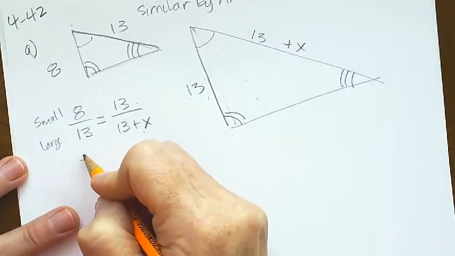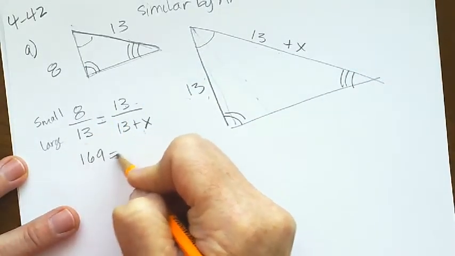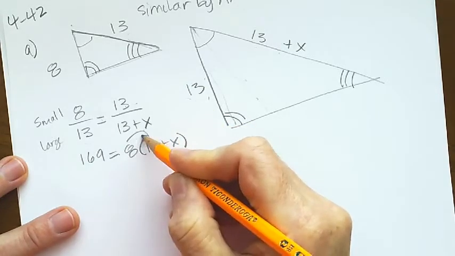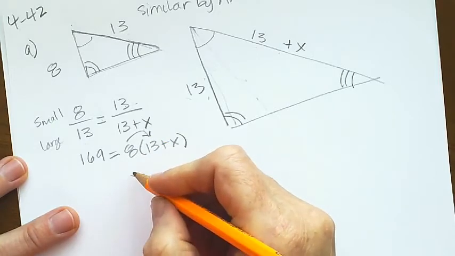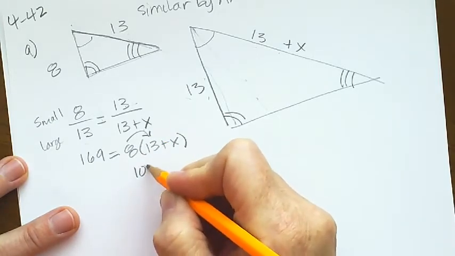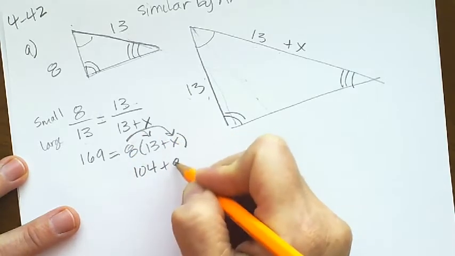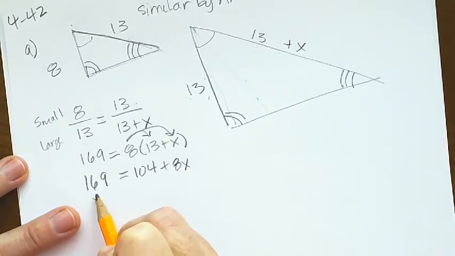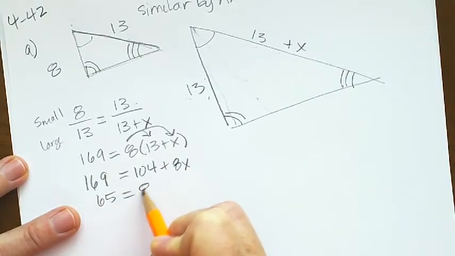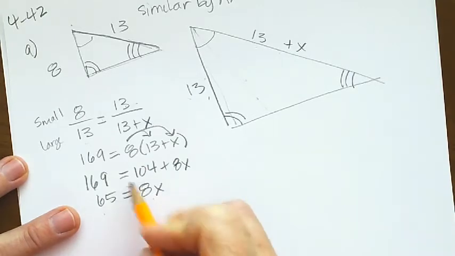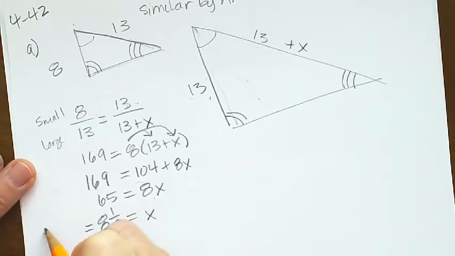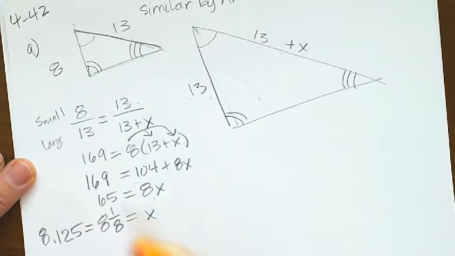Okay, so that's cross multiply. 13 times 13 is 169, and then 8 times 13 plus x is going to give me 8 times 13 would be 80 plus 24 is 104 plus 8x equals 169. Subtract 104 from each side. That's going to give me 65 equals 8x. Divide both sides by 8. 8 goes into 65 8 times with 1 left over. So 8 1/8, or 8.125 as a decimal.